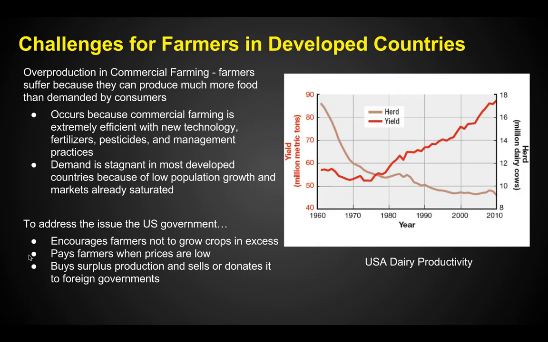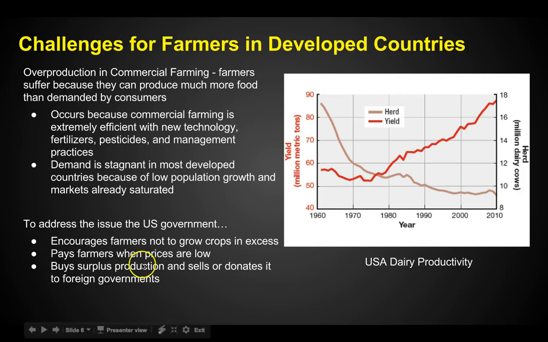So if you're growing soybeans and there's too many soybeans to sell, like maybe everybody had a bunch of soybeans this year, there's not going to be a high demand, meaning the price is going to be really, really low. So the U.S. government will buy it to give money back to the farmers so they can be sustainable, and then they donate or sell it to other foreign governments.